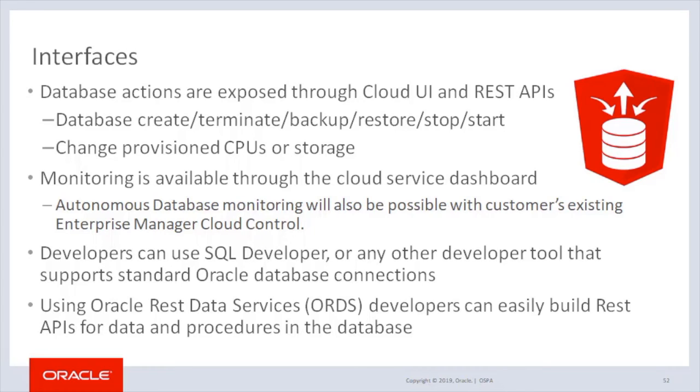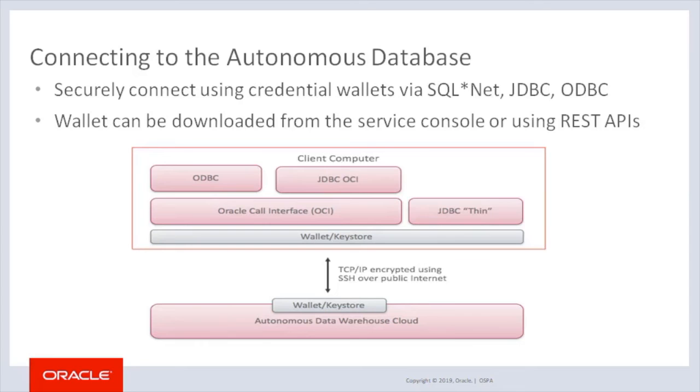Using Oracle REST Data Services, ORDS, developers can easily build REST APIs for data and procedures in the database. Connecting to the Autonomous Database is done using credential wallets via SQLnet, JDBC, or ODBC. The wallet can be downloaded from the Service Console or using REST APIs, and we will cover this procedure in more detail in future modules. Without the wallet and credentials, there is no easy way to access the Autonomous Database, thus providing a secure customer-managed process for allowing users to connect to the database.